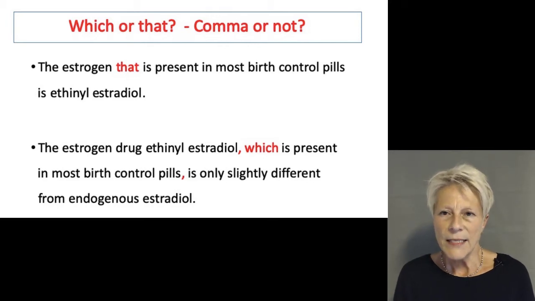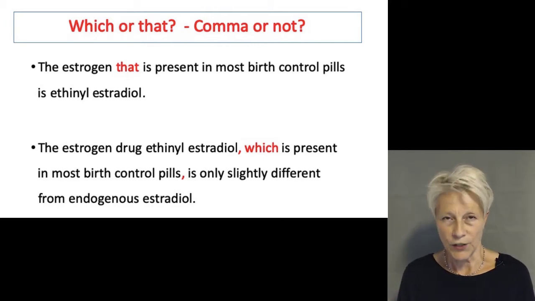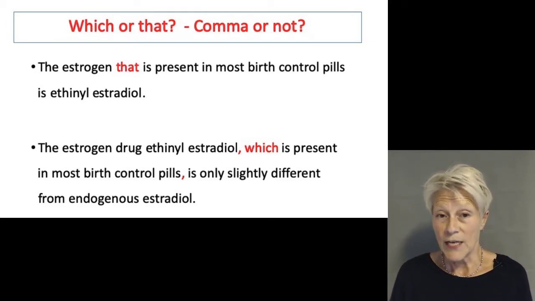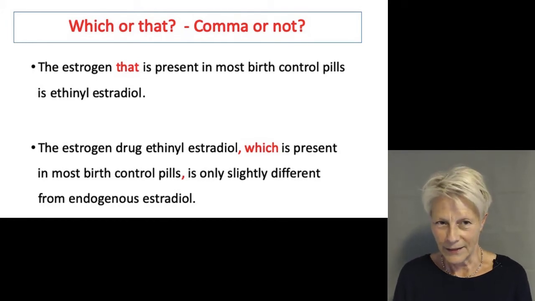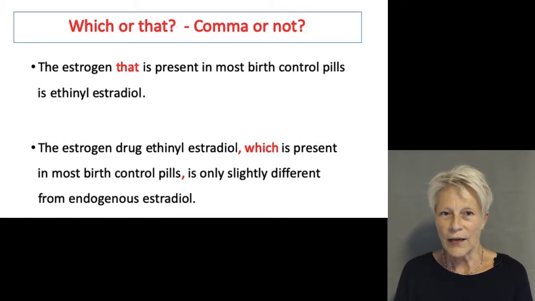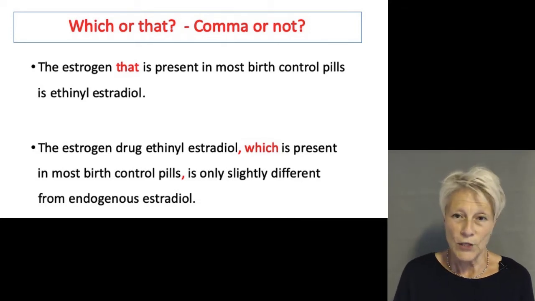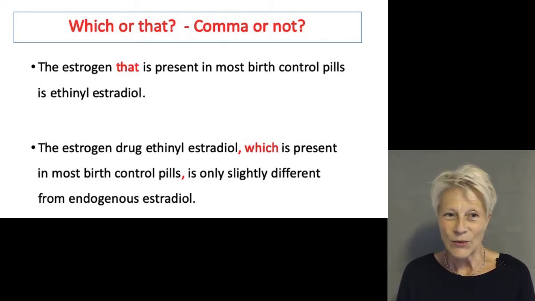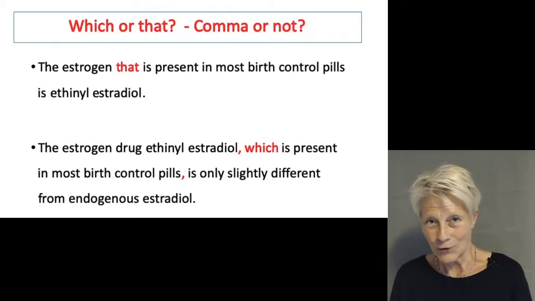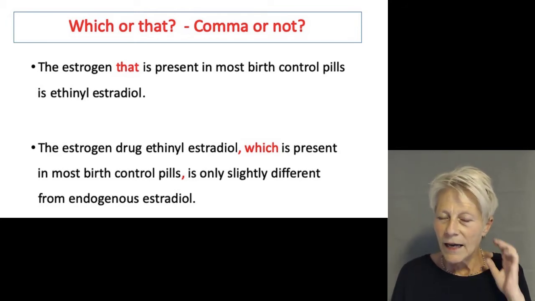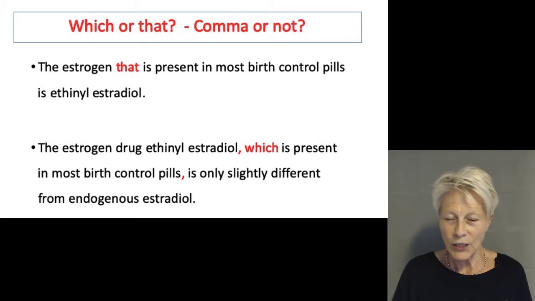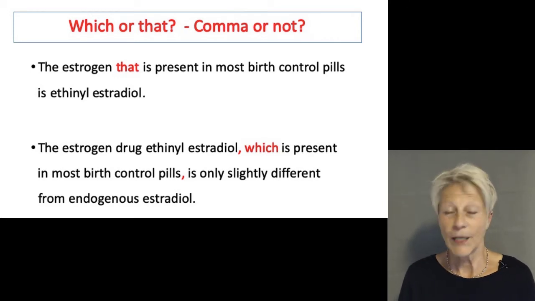Note that the melody of the sentence differs between the two structures. I'll try to demonstrate this. The estrogen that is present in most birth control pills is ethinyl estradiol. And the other sentence? The estrogen drug ethinyl estradiol, which is present in most birth control pills, is only slightly different from endogenous estradiol. So you can hear by the melody and the pauses the difference between the essential and the non-essential meaning, I hope.